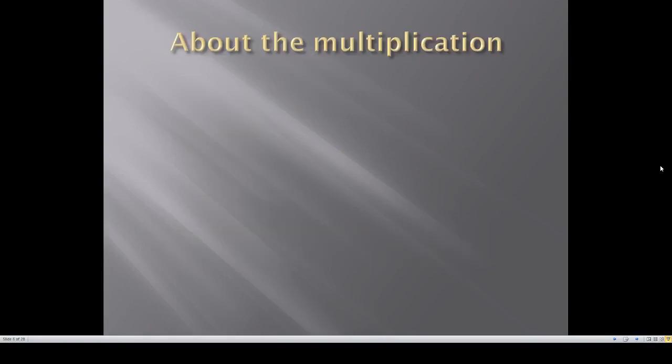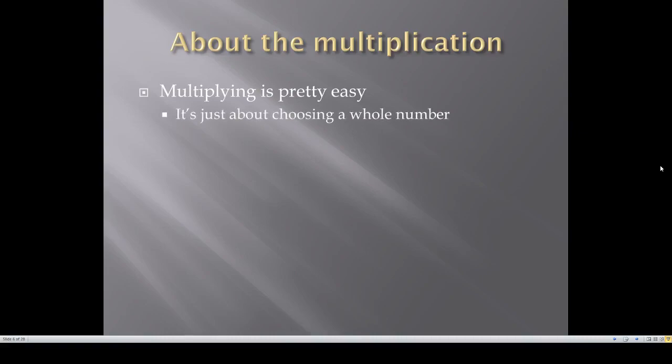About the multiplication. The multiplication is pretty easy. It's just about choosing a whole number. I will give you a word of warning, though. You do need to know what that whole number means. Choosing a number such as 392 will not do you very much good if you don't know what 392 means.